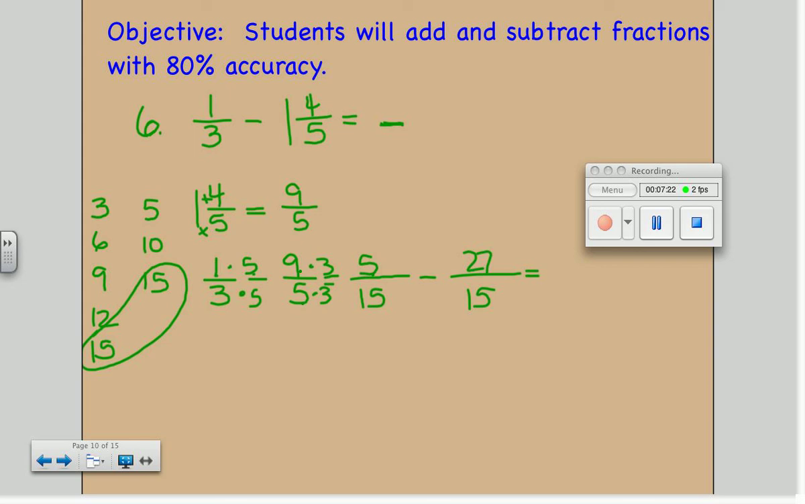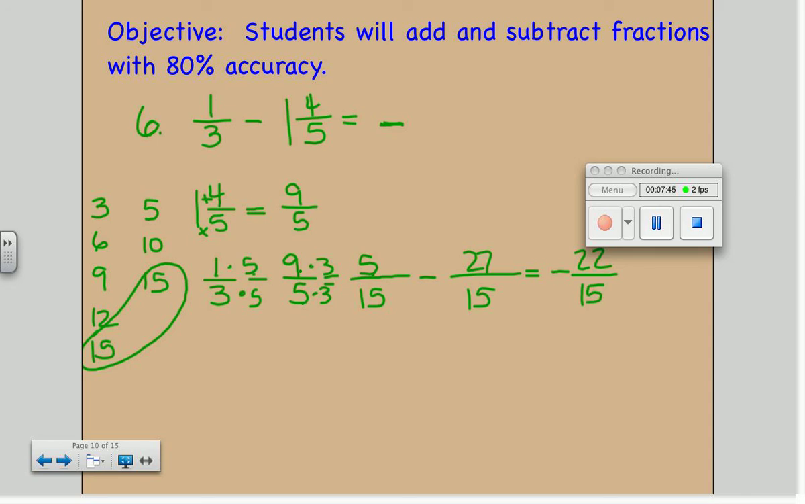5 take away 27 is going to be negative for sure. What's 5 take away 27? If I have 5 positives and 27 negatives, and I make 5 zero pairs, what's left? 22 is left. So this is negative 22 over 15.